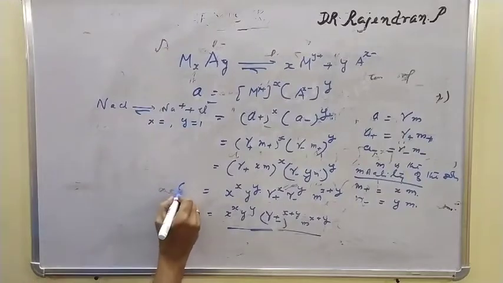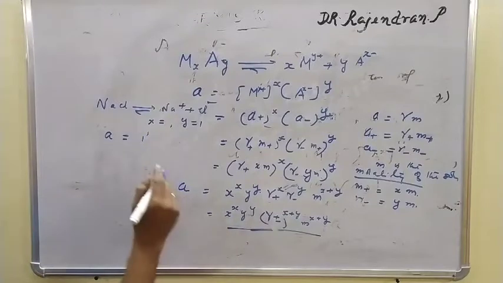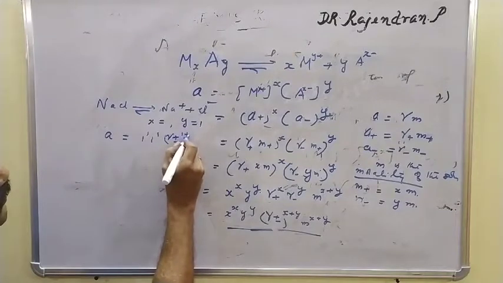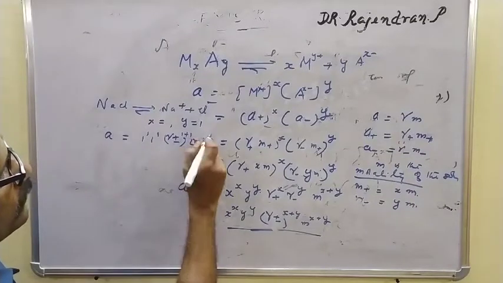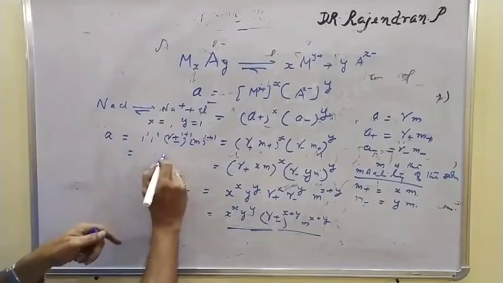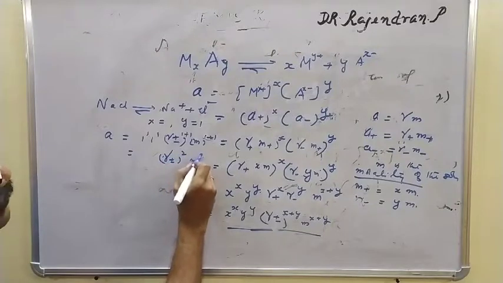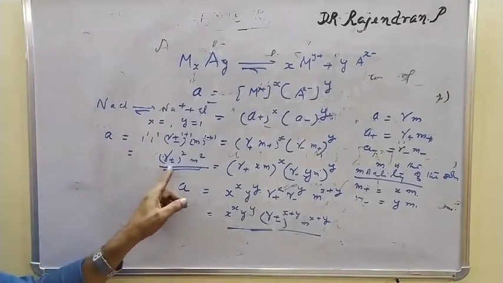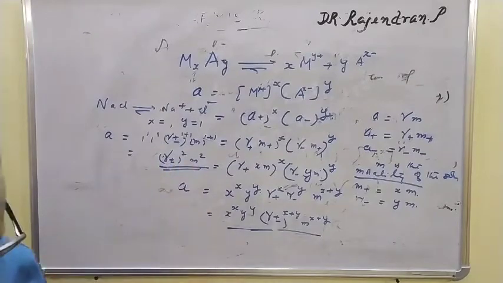So we have the equation for activity: A is equal to 1 raised to 1 into 1 raised to 1 into gamma plus or minus raised to 1 plus 1 into m raised to 1 plus 1. That is equal to gamma plus or minus whole square into m square. So, in the case of a univalent electrolyte, the relation between activity and mean ionic activity coefficient in terms of molality is A is equal to gamma plus or minus the whole square into m square.